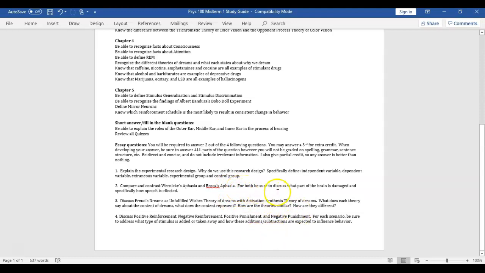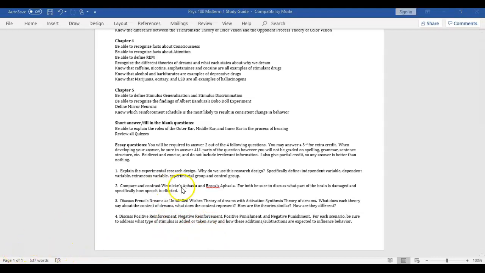For question number 2, what part of the brain is damaged and how specifically is speech affected? In question number 3, tell me how these two theories are similar. Tell me how they're different. Make sure you talk about content of the dreams. What does the content represent? And then for positive reinforcement, negative reinforcement, this is the question on operant conditioning. So this is Skinner's theory of operant conditioning. And this is what we talked about in class. So go check those slides out.